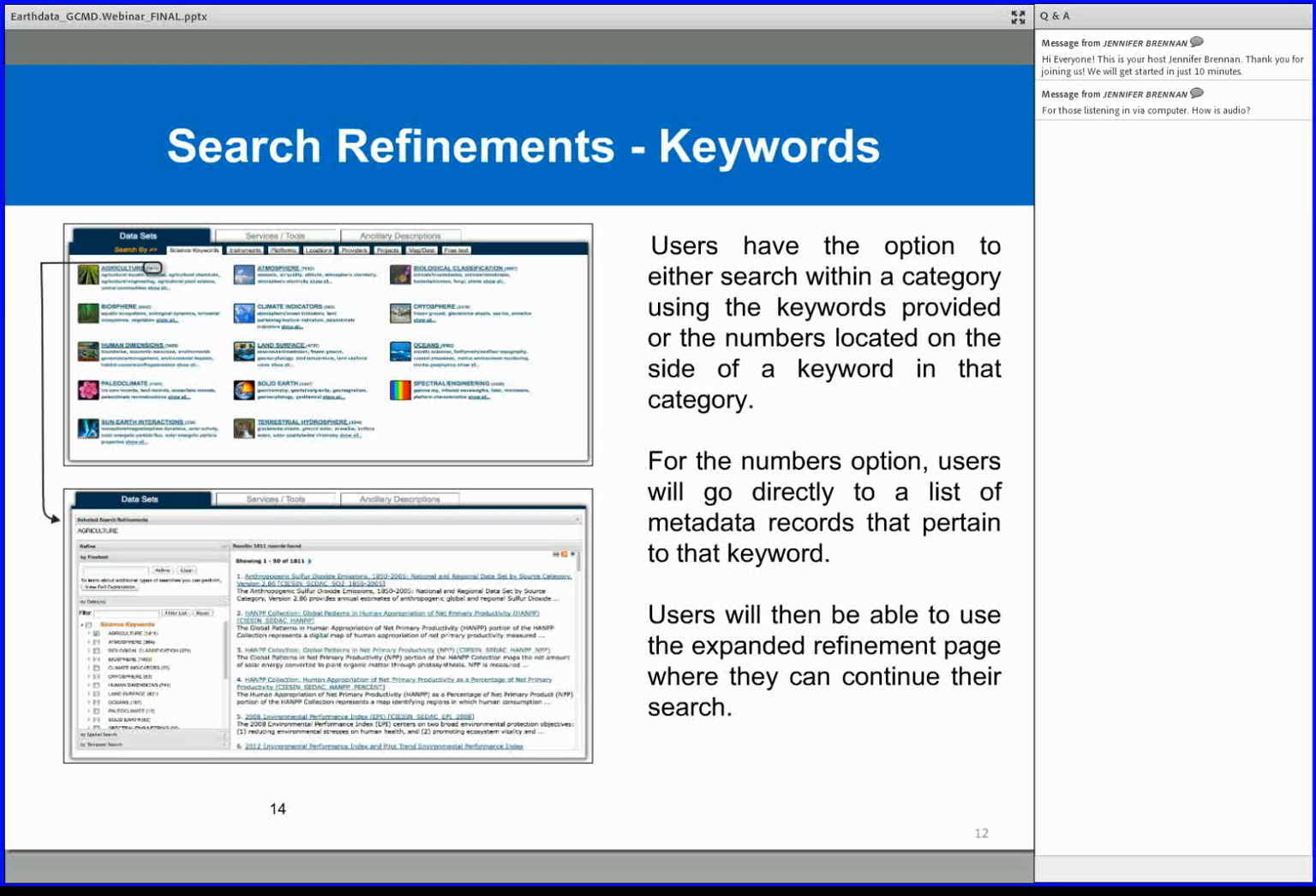So for the search refinements, when you get to the keyword page, you have the option to search within a category using the keywords provided, or by clicking on the numbers located on the side of the keyword in that category. As seen in the screenshots, when you click on the number next to the keyword, you are taken to the refinement page, which is the screenshot on the lower hand of the slide. From here you can continue to refine your search.